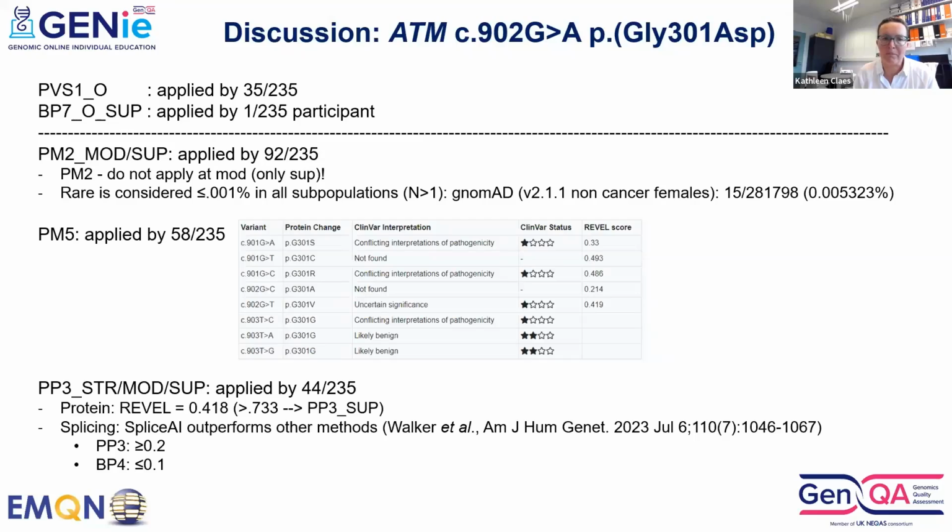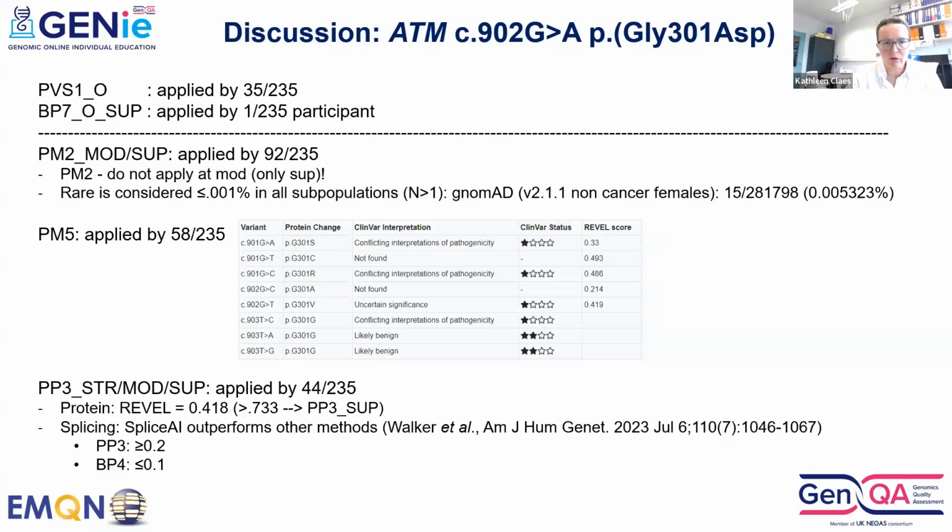Because there are many amino acid changes that can be pathogenic or benign, even if they are at the same codon, and the bioinformatic tools are not reliable to predict that adequately, you can only use PM5 at the supporting level for truncating variants in the ATM gene.